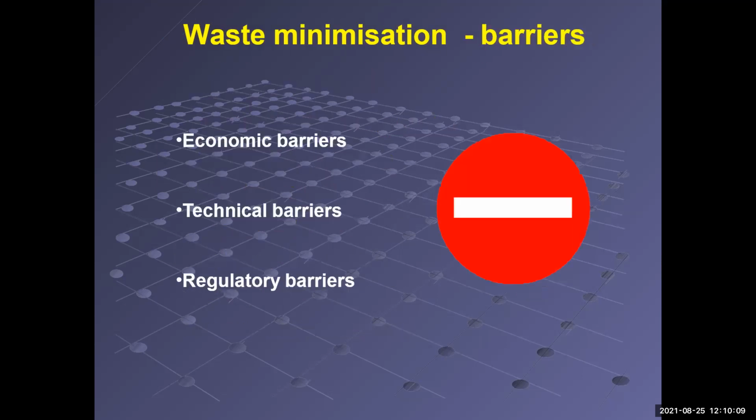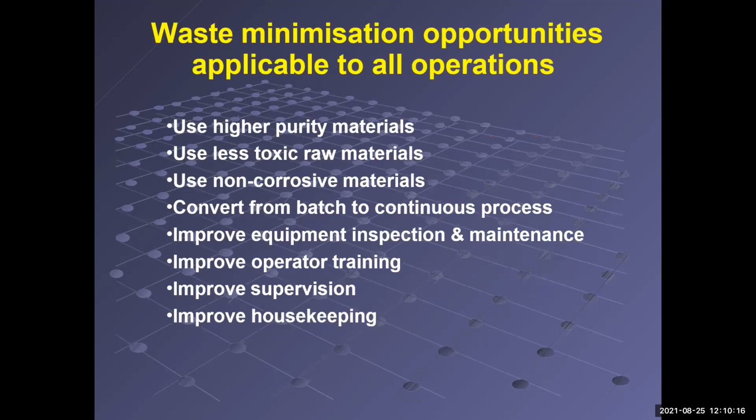Now the waste management barriers: economic barrier, technical barrier, and regulatory barrier. These are the three types of waste management barriers. And the waste management opportunities applicable to all operations: use higher quality materials, use less toxic raw materials, use non-corrosive materials, convert from batch to continuous process, improve equipment inspection and maintenance, improve operator training, improve supervision, improve housekeeping.